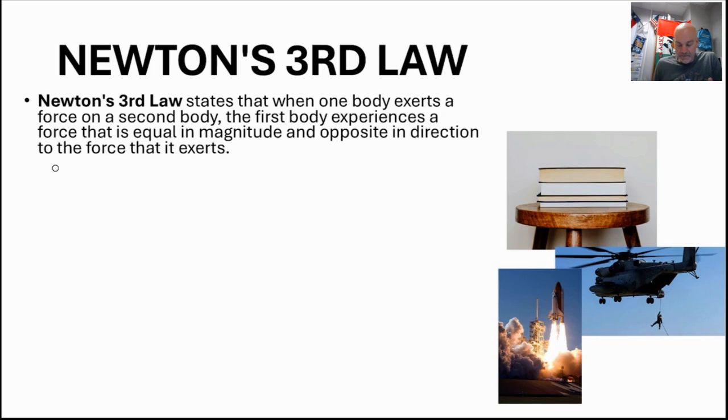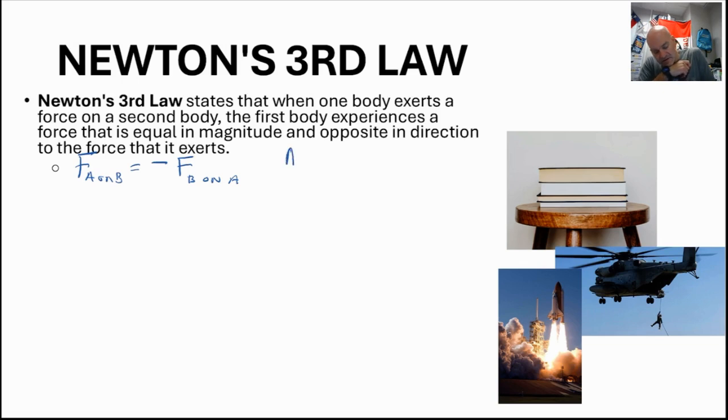So Newton's third law states that when one body exerts a force on a second body, the first body experiences a force that is equal in magnitude and opposite in direction to the force that it exerts. Mathematically, that looks like this: if I have the force of A on B, it's going to be negative F of B on A. Basically, if I'm pushing against the wall, it's going to push back on me.